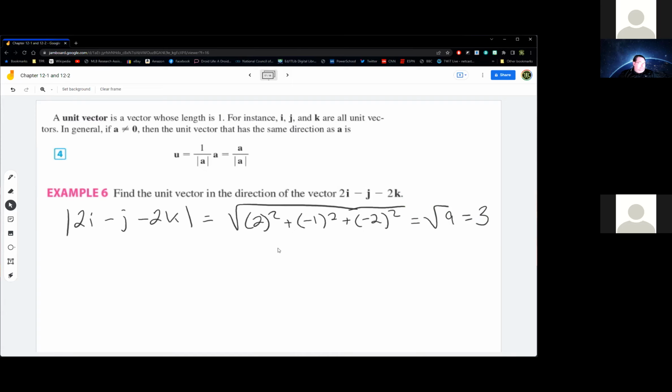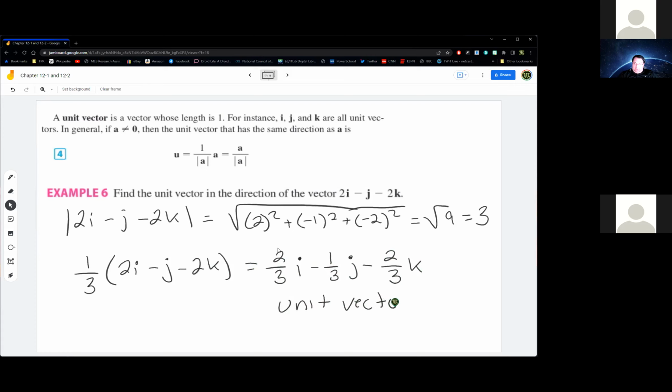Now we're going to take my original vector and multiply it by 1/3 or divide it by 3, depending on how you want to look at it. So I have the 1/3 times 2i minus j minus 2k. So my unit vector is 2/3 i minus 1/3 j minus 2/3 k. So that's my unit vector. Any questions finding the unit vector? All right.